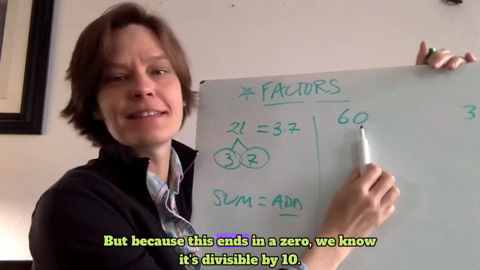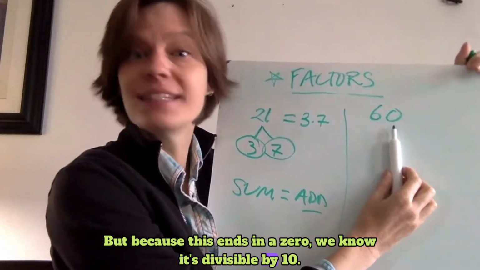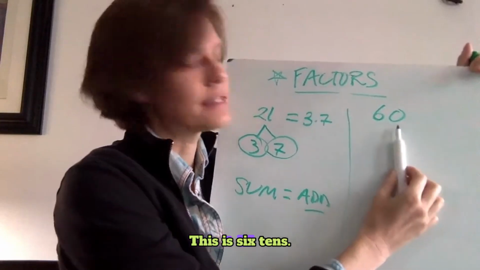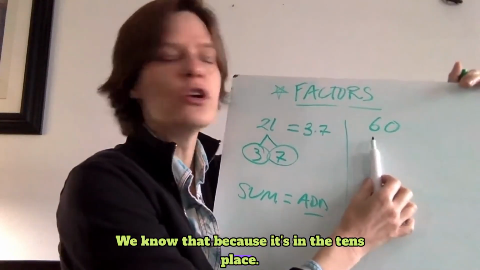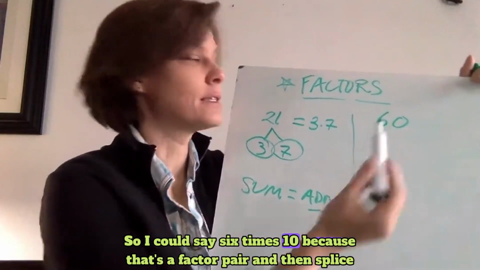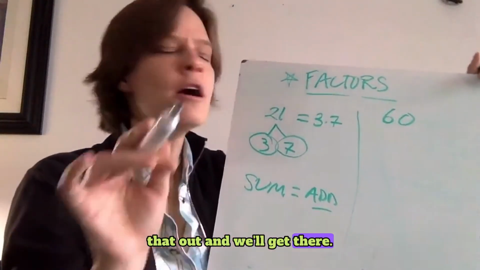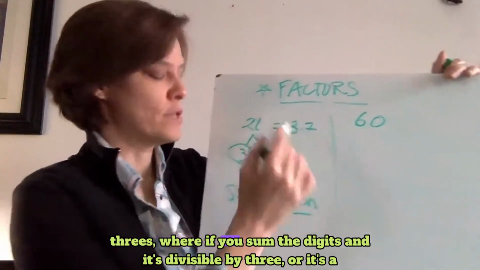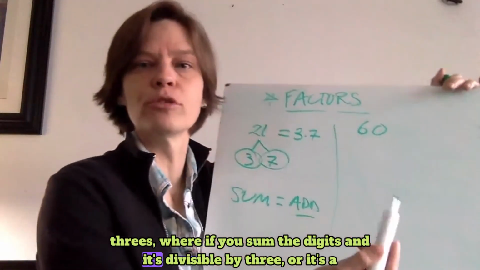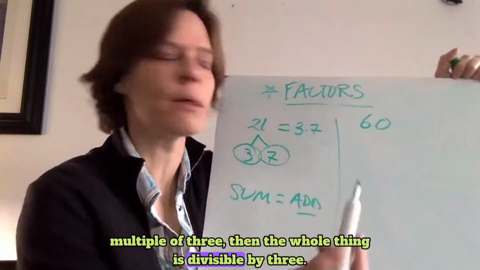Because this ends in a 0, we know it's divisible by 10. This is 6 tens. We know that because it's in the tens place. So I could say 6 times 10, because that's a factor pair. But I also wanted to use the divisibility rule we talked about with 3s: if you sum the digits and the sum is a multiple of 3, then the whole thing is divisible by 3.